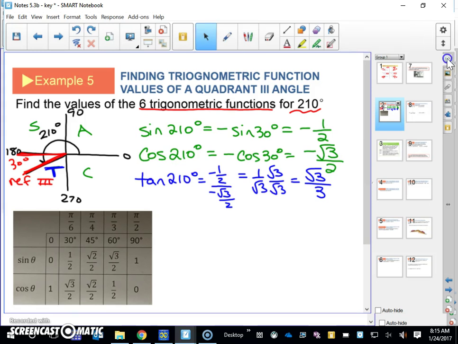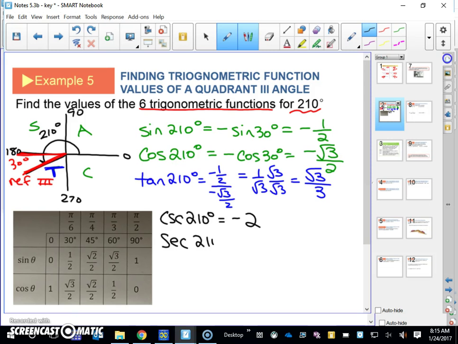So then the other three are just reciprocals. When we do cosecant 210, we're going to take the reciprocal of negative 1/2. Reciprocal of negative 1/2 is negative 2. And when we do secant 210 degrees, we're going to do the reciprocal of negative square root of 3 over 2. So we'll have negative 2 over square root of 3. The sooner you can rationalize that in your head, probably the better. That's negative 2 square root of 3 over 3.